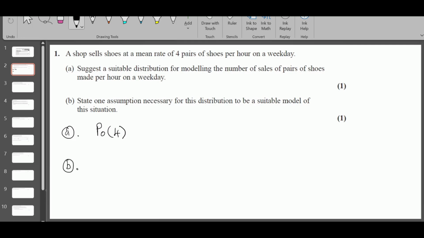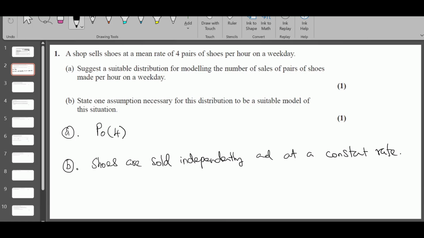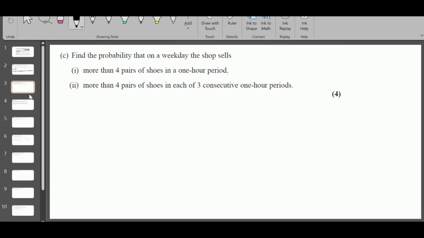Part B. State one assumption necessary for this distribution to be a suitable model. Whenever they say one assumption, we can write they are selling shoes. So you can write shoes are sold independently and at a constant rate. Though it's a one mark question, we write these 2 points actually. That's all. Let's move on to the next part.